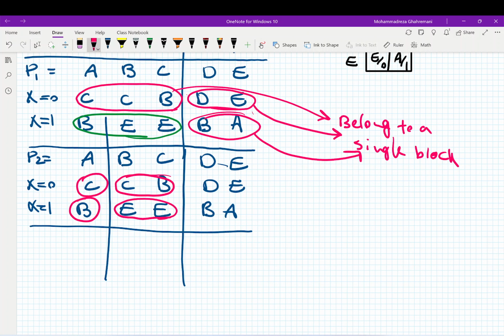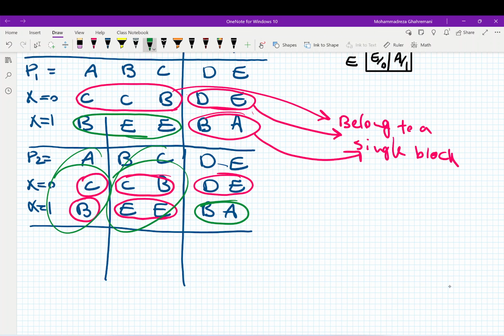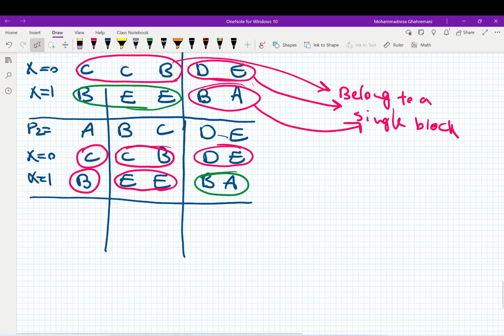E, E belong to a single block. D, E belong to a single block. And B, A, what about B, A? In P1, when we check B, A, they belong to a single block. But now, after separating these two blocks, we see that B and A are not in the same block anymore. A is in this block, B is in the other block. So we need to again separate these two, splitting this block into two blocks.